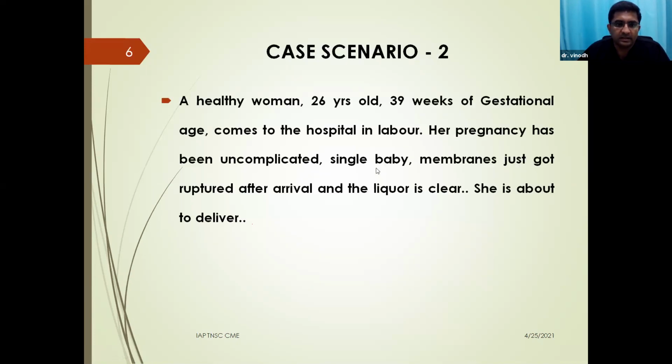So here comes another scenario. It's a healthy woman, 26-year-old, 39 weeks of gestation age, that is a term neonate. She comes to the hospital in labor. Her pregnancy has been uncomplicated, single baby, membrane just got ruptured after arrival to the hospital, and the liquor is clear. So all the 4 questions are answered. So this looks like an uncomplicated delivery, and the mother is about to deliver.